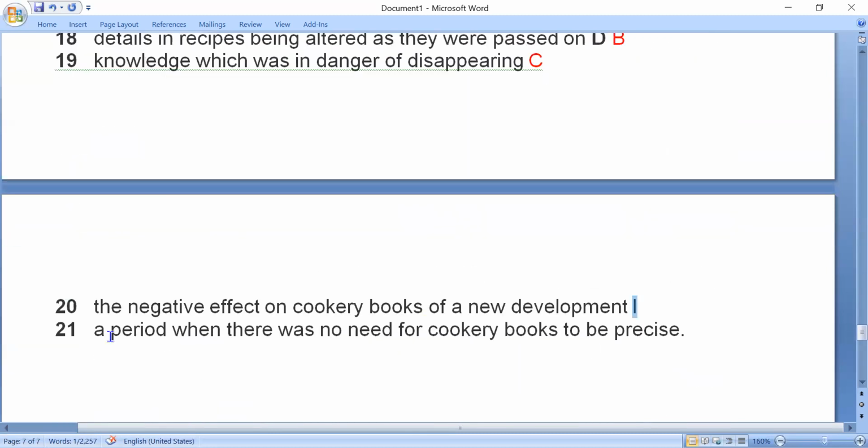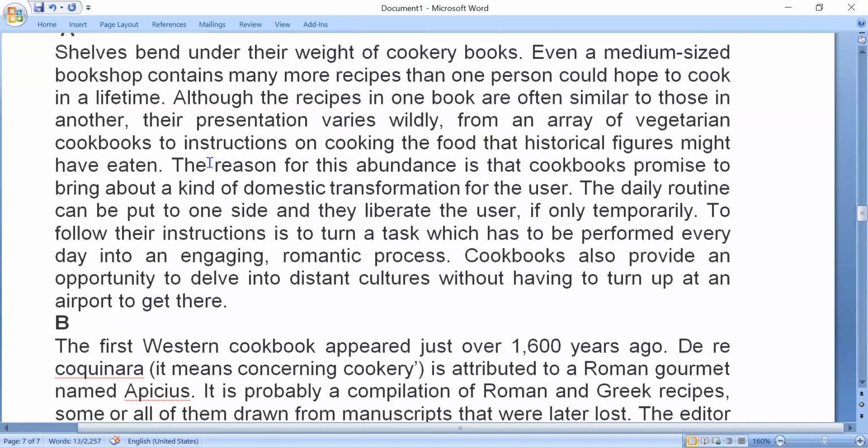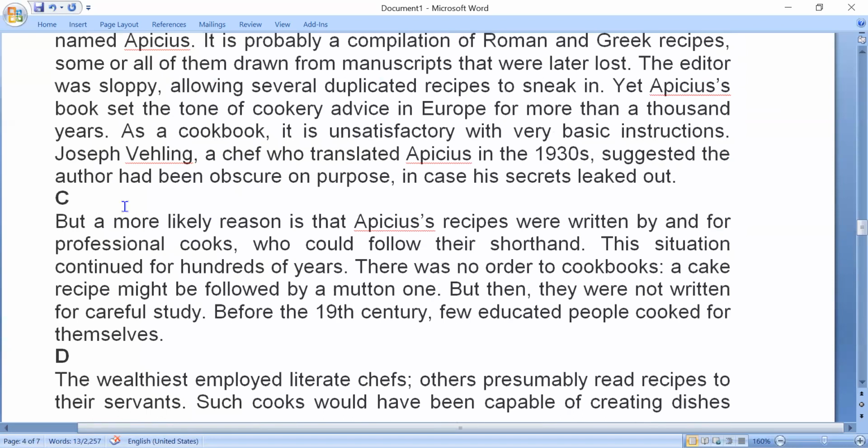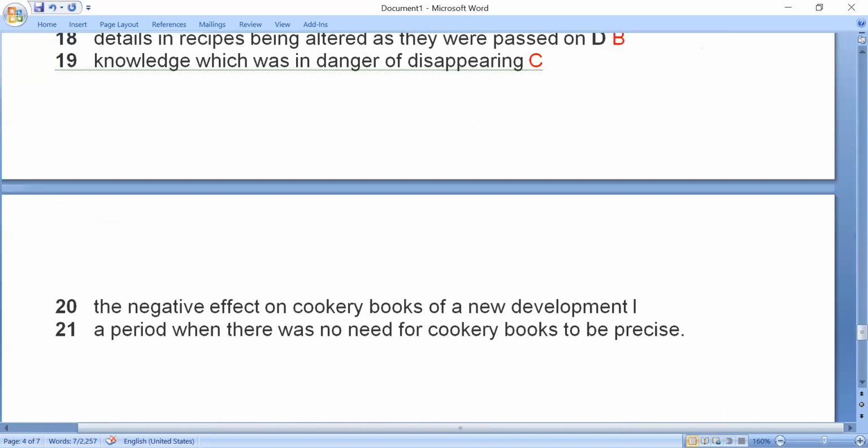Let's start one by one. A period when there was no need for cookery books, to be precise. So I think that will be from the very beginning. But a more likely reason that recipes were written by and for professional cooks who could follow their shorthand. The situation continued for hundreds of years. There was no order to cook's books. Okay, can you see? I think this one will be C. A cake recipe may be followed by a mutton one. Maybe we can write it here.